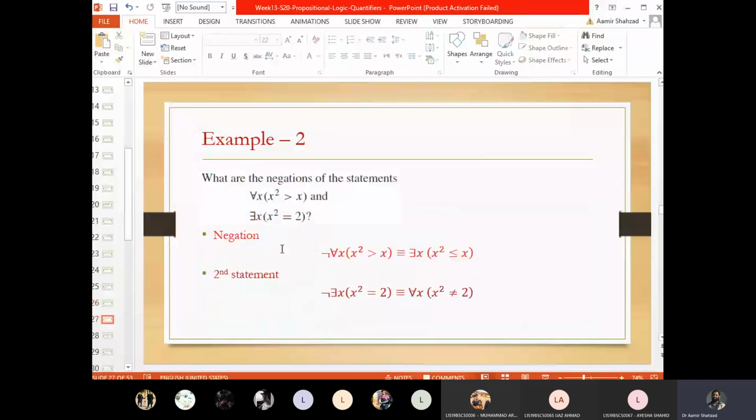So in negation, the universal quantifier is changed into the existential quantifier. The existential quantifier changes into the universal quantifier. And the inner statement, your predicate, gets negated.